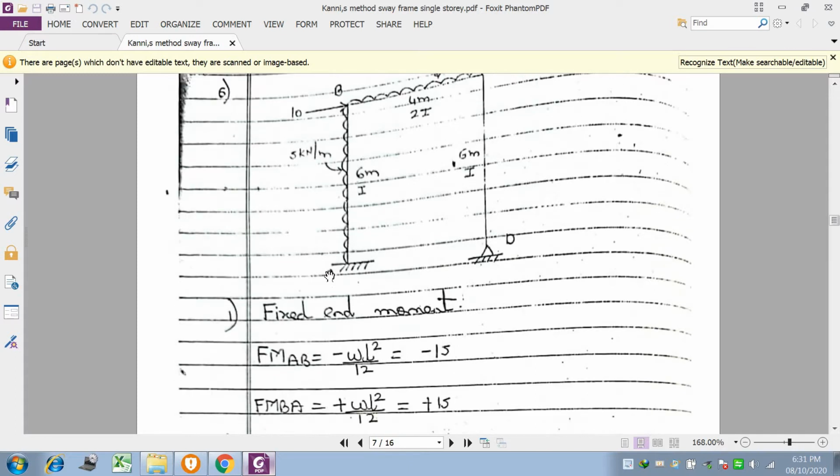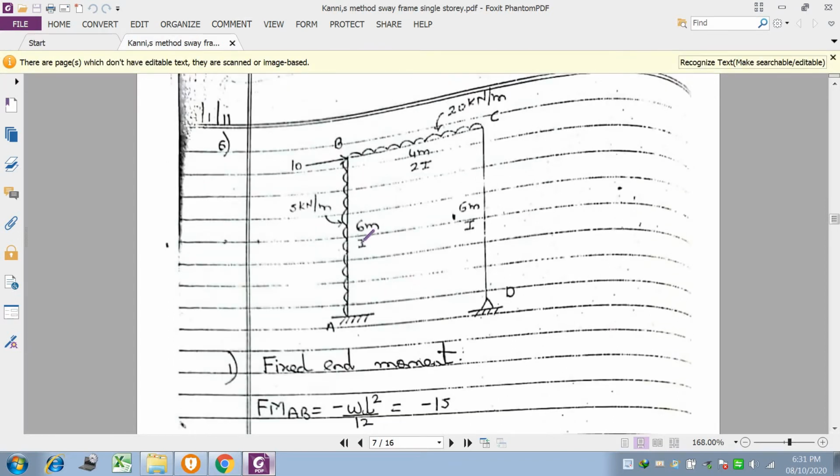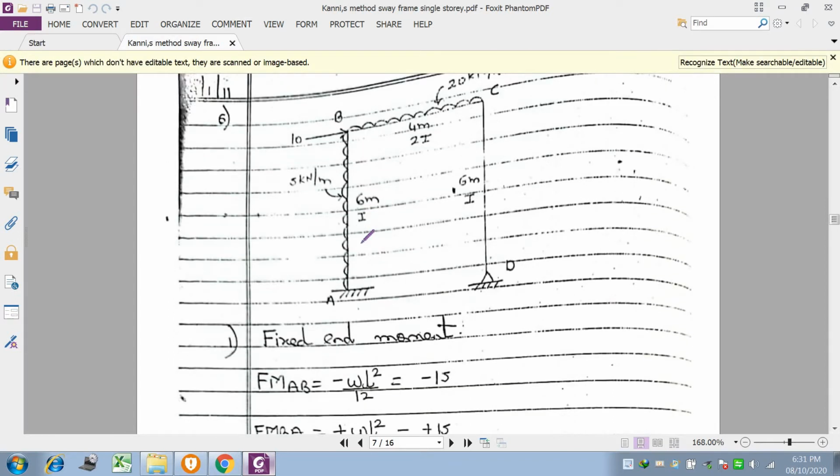First of all, we have to calculate the fixed end moments. What is the standard sign for the moment? We have to remember always that the fixed end moment for AB will always be anti-clockwise. Similarly, for BA it will be clockwise, for BC anti-clockwise, for CB clockwise, then CD anti-clockwise, and DC clockwise. This is the sign convention you must always remember while calculating the fixed end moment.